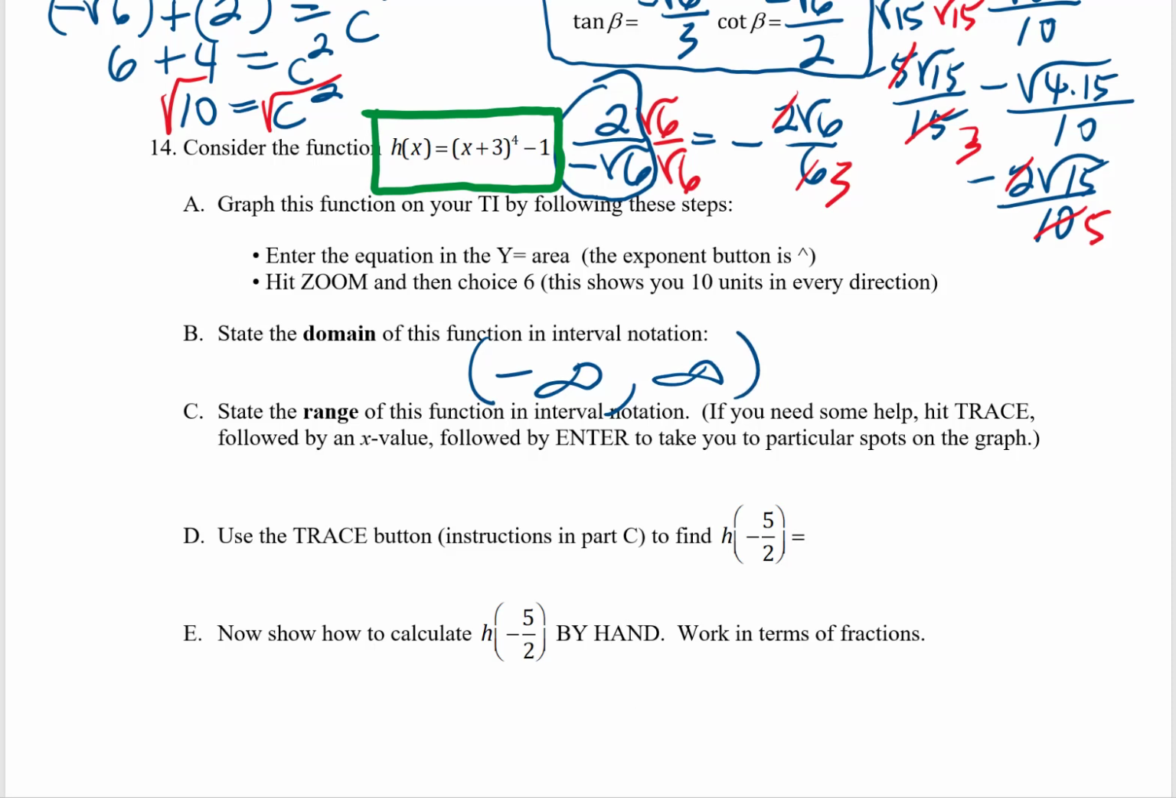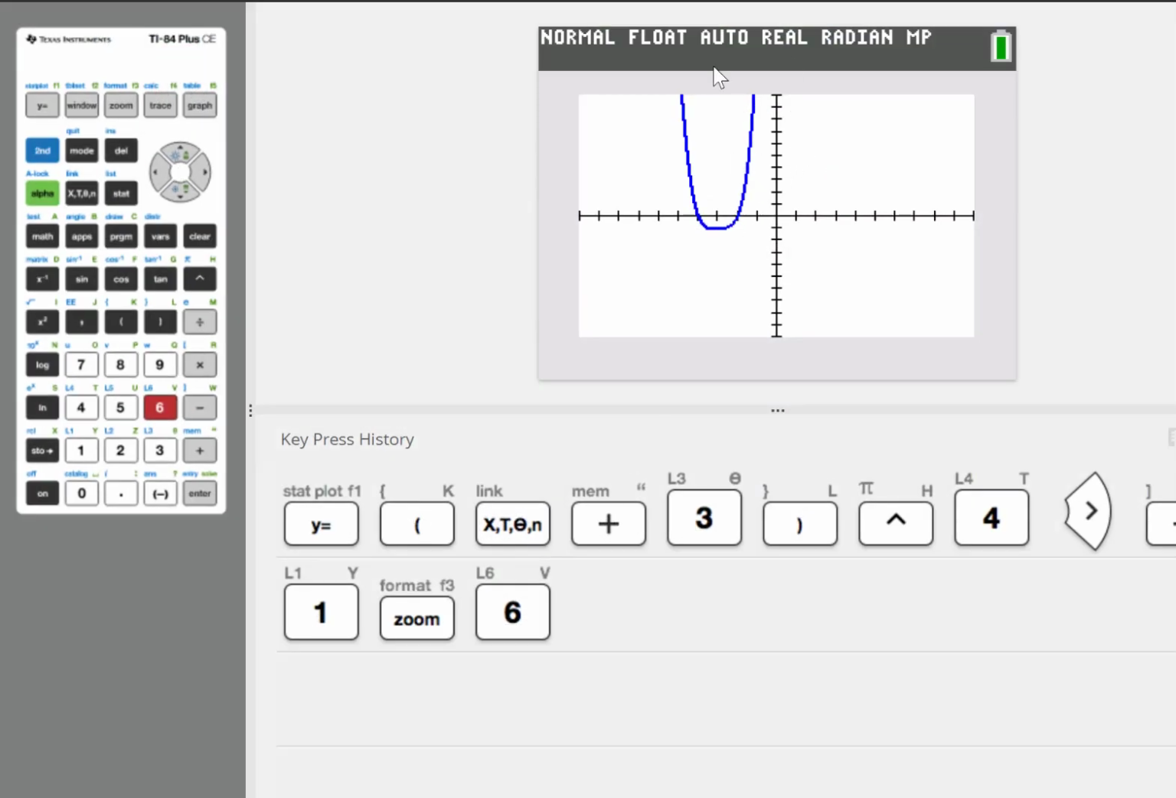What does that mean on the graph? It just means this graph is going to continue forever in both directions to the left or right.